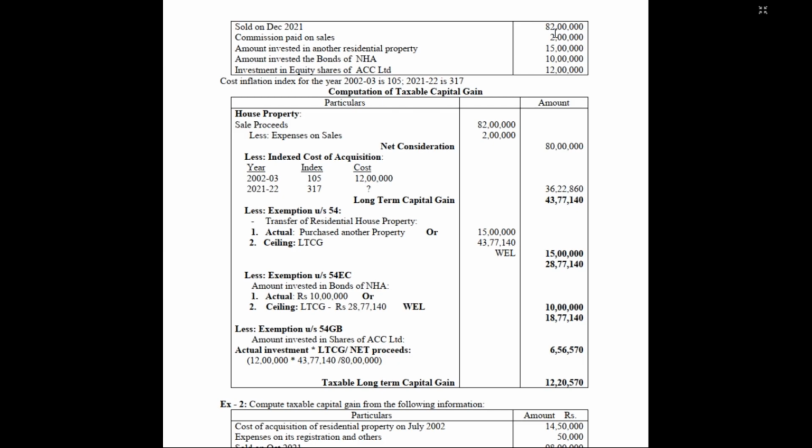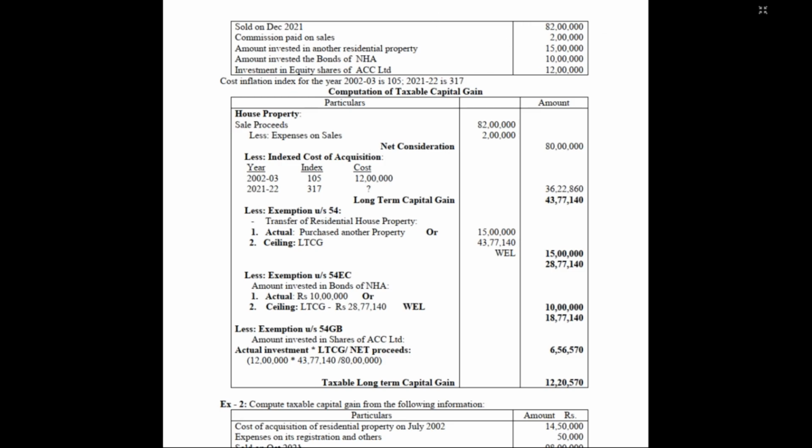Let us first claim exemption under section 54. Transfer of residential house property. Actual investment in the new property 15 lakh or the long-term capital gain, whichever is least. So 15 lakhs is exempted. Less exemption under section 54EC. Amount invested in the bonds of National Highway Authority. Actual investment or long-term capital gain, whichever is least. So we can claim 10 lakhs.